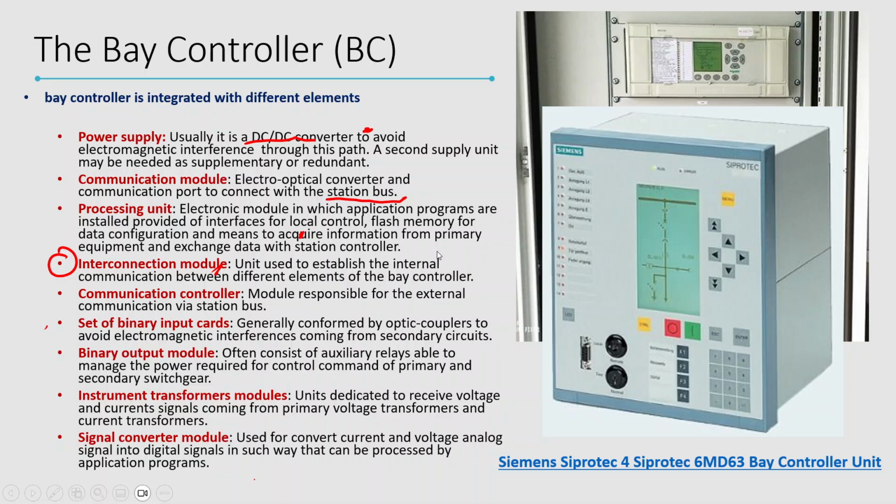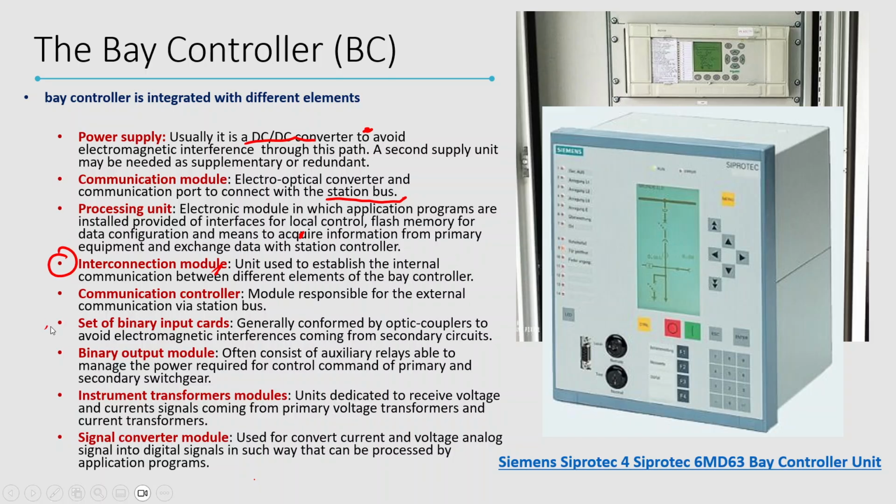These are the units used to establish the internal communication between the different elements of the bay controller. Okay, and you have the communication controller. So this is the module responsible for the external communication via the station bus to the main controller, and sometimes even to the outside of the substation, right?